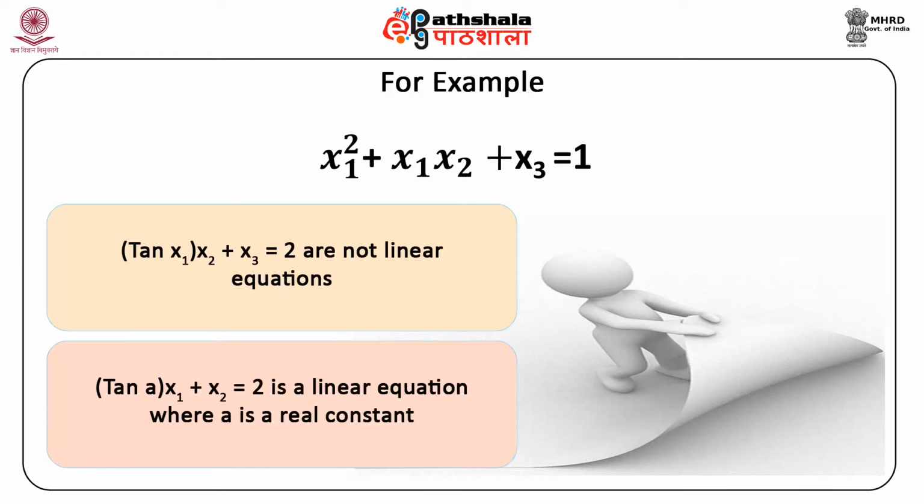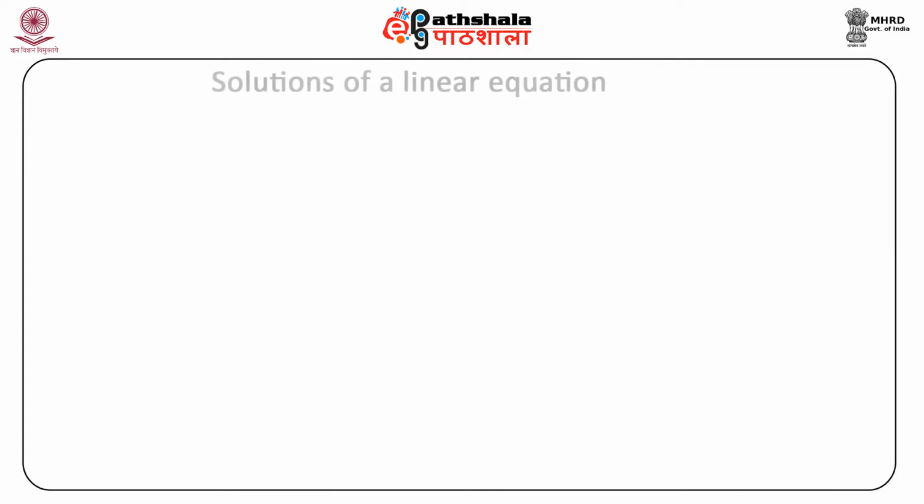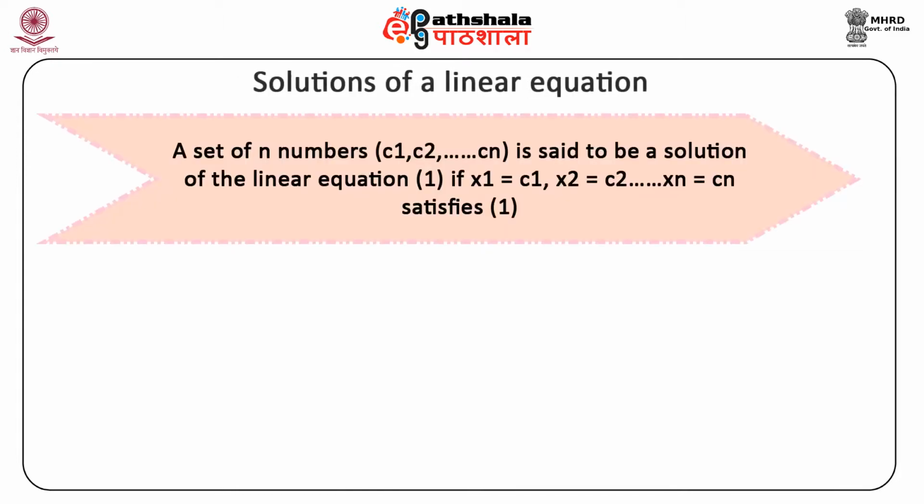However, tan A x1 plus x2 is equal to 2 is a linear equation where A is a real constant. Solutions of a linear equation. A set of n numbers, that is c1, c2 to cn, is said to be a solution of the linear equation 1 if x1 is equal to c1, x2 is equal to c2, xn is equal to cn satisfies equation 1.